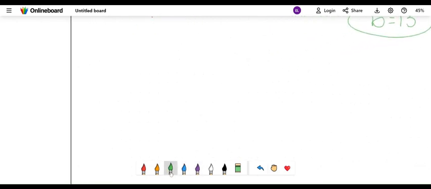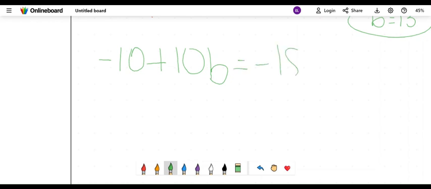Okay, this one includes negative 10 plus 10b equals negative 180.